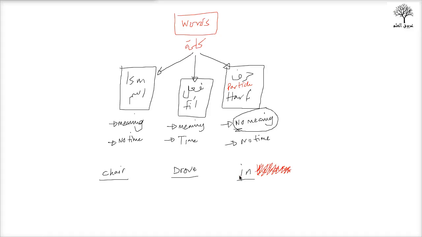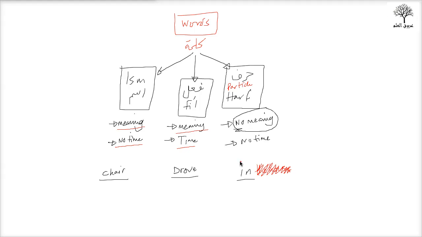All right, and that's basically what the word is all about. So a kalima is divided into three categories: an ism, which is a word that has meaning on its own, and it's not restricted to any time. And then you have a fi'l, which has meaning, but is restricted to time. And then you have a harf, which doesn't fulfill any of the previous ones, i.e. has no meaning and no time.